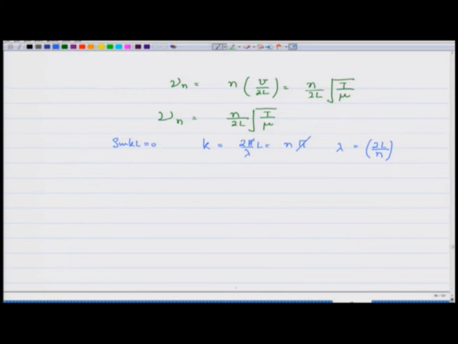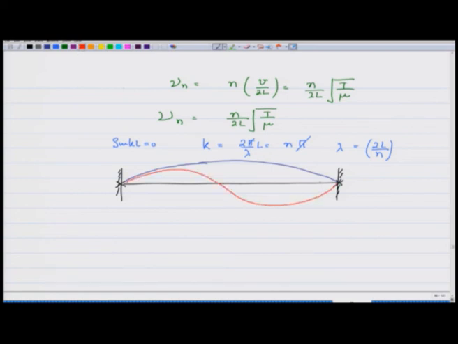Let us understand this physically. What it means is that for this string tied between two ends, since the end points are at 0 displacement, the only way that could happen for a given frequency is either the wave is like this, or it makes 2 loops, or it makes 3 loops, and each of these half loops is nothing but lambda by 2.